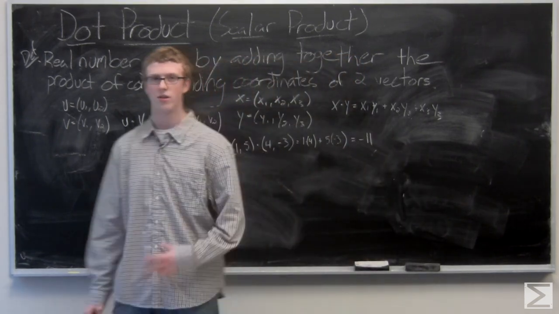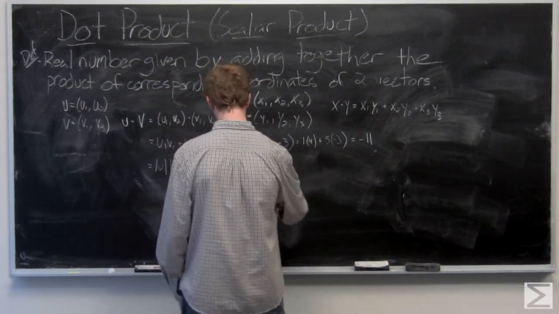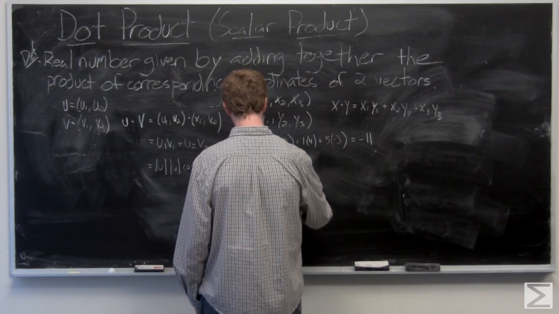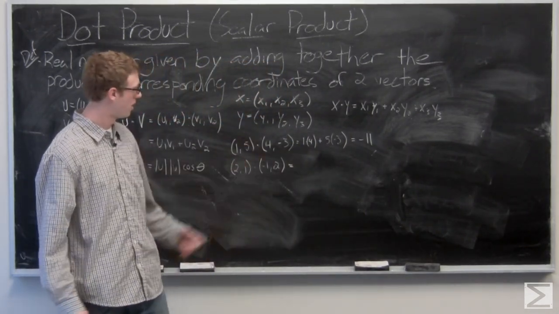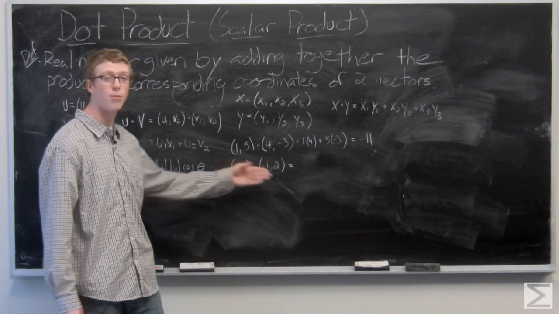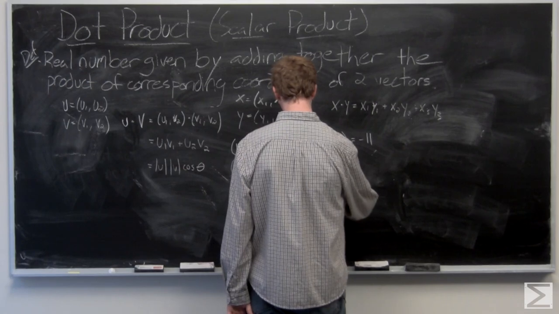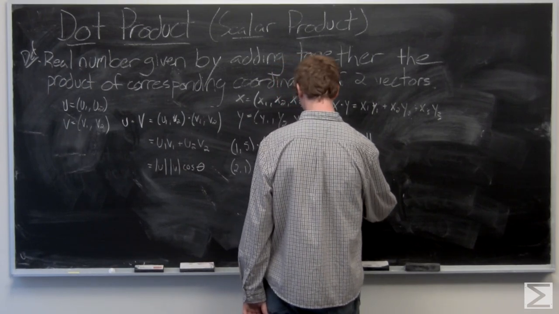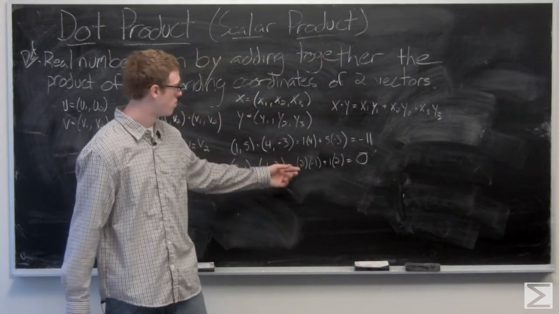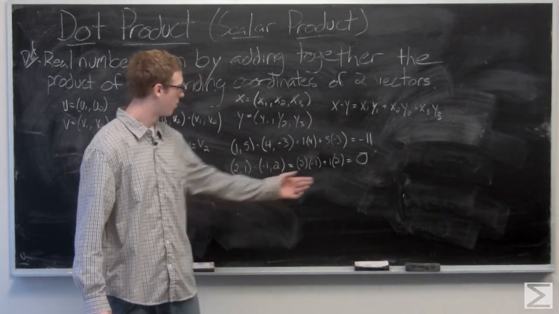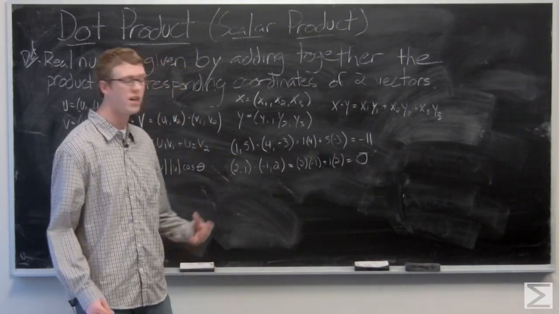So now let's take a look at vectors that are perpendicular to each other. It's kind of an interesting result. -2, 1 dotted with -1, -2. And you're going to have 2, -1, it's -2... 1, 2 is going to be 0. So the dot product of perpendicular vectors is going to be 0.